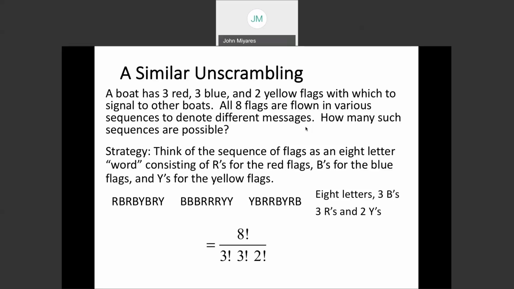We have 8 letters, so that's going to give us 8 factorial in the numerator. Then we can divide by 3 factorial for the 3 B's, 3 factorial for the 3 R's, and 2 factorial for the 2 Y's, and that will reduce to 560 possible orders.